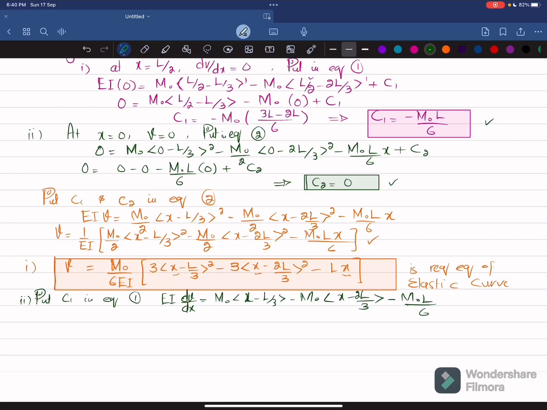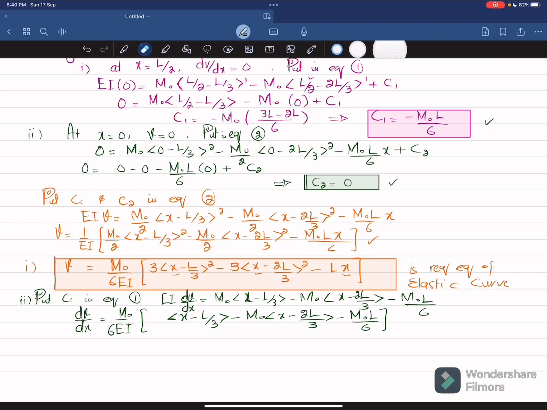So divide EI on both sides. We will get dv over dx is equal to 1 over EI into m naught into x minus L by 3, minus m naught into x minus 2L by 3, minus m naught into L divided by 6. And if you take m naught over 6 as common, you will have only these terms: x minus L by 3, x minus 2L by 3, and this will be equal to minus L only. So this is the equation of slope. I will copy it and we will move toward the second page.